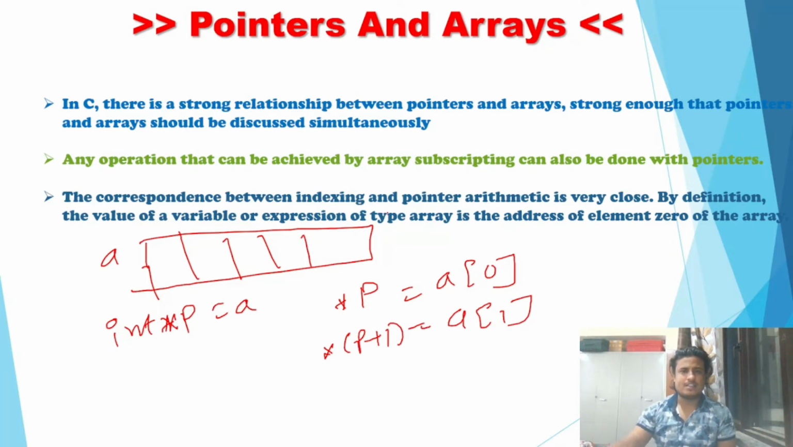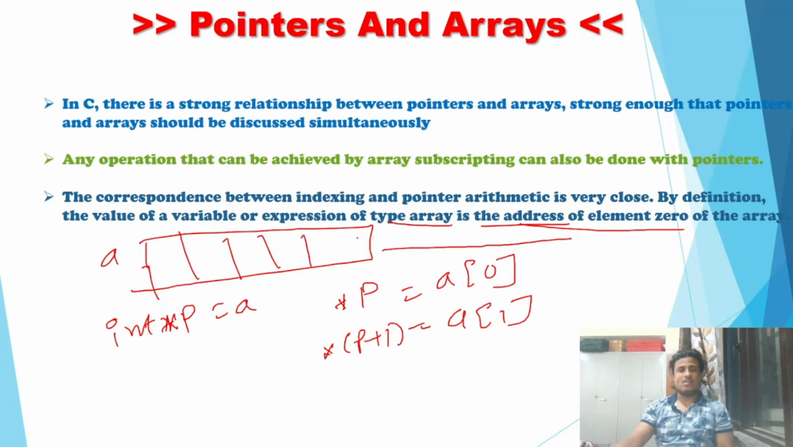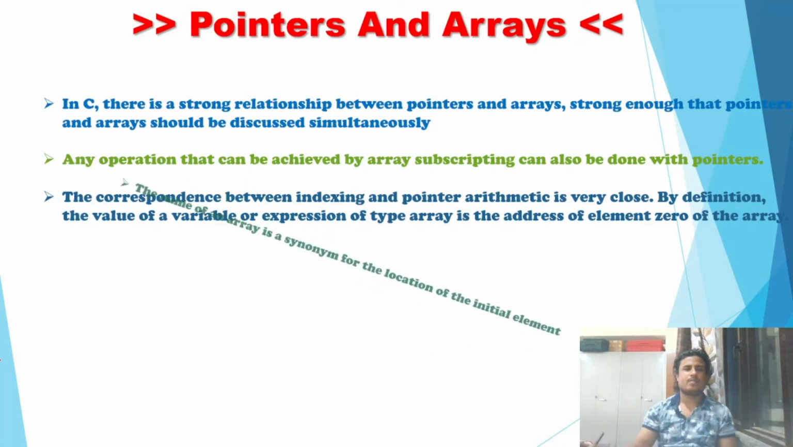So this line says that the value of a variable or expression of type array is the address of element 0 of the array. Okay, so hope you're getting it. Now let me show you the next point. Hope it is clear to you guys. The pointer variable just points to the first element. Okay, so now moving on.